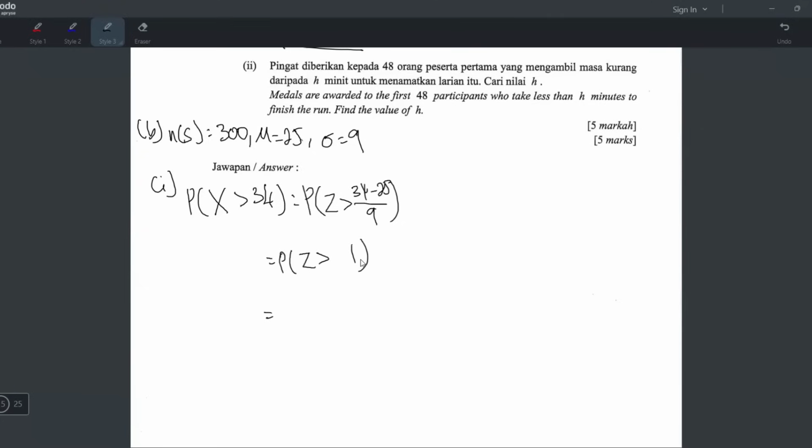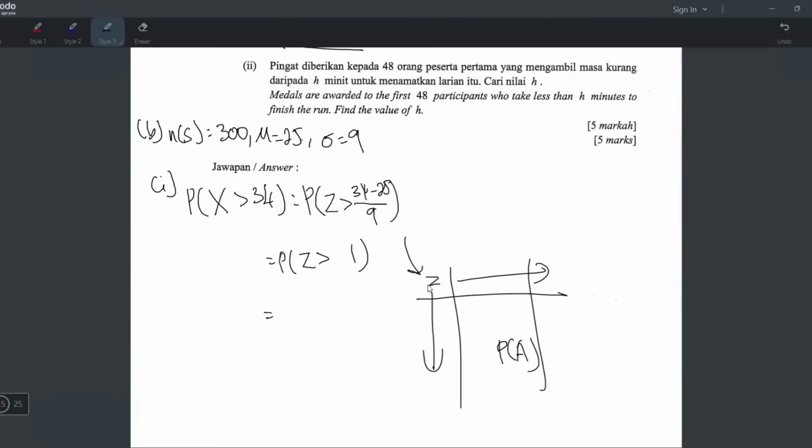Alright, how to read Z bigger than one? Okay, this is your Z score table. Do you read from the outside or from the inside? The inside is the probability answer. The outside is the Z value. So tell me, this one is the what? The Z value, right? So you have to read from the outside, because you're trying to find the probability. You read from the outside and the inside is the answer. So go to the outside and find 1.00.